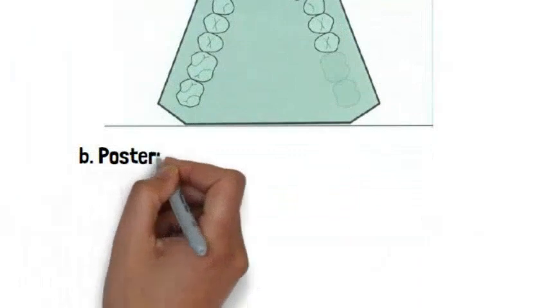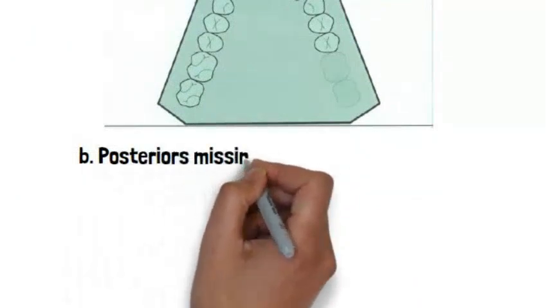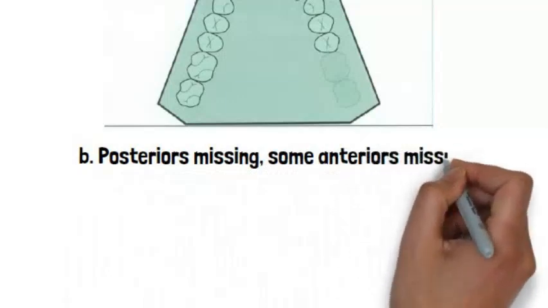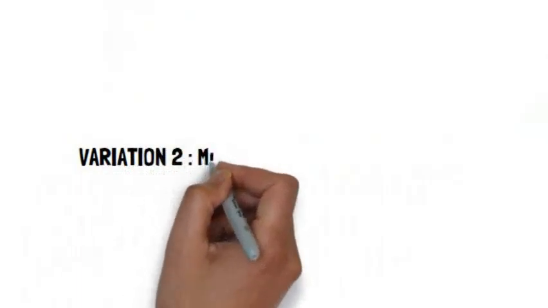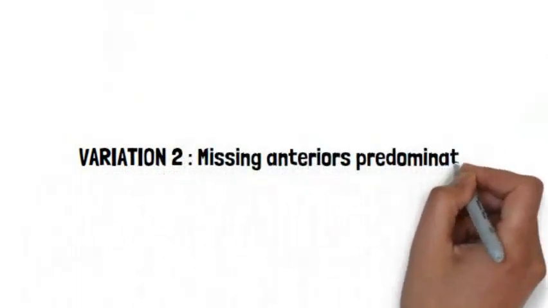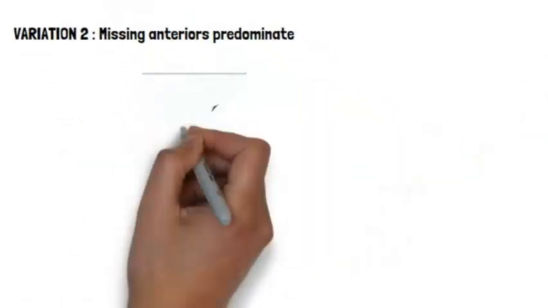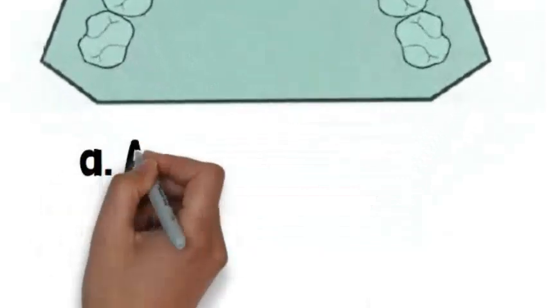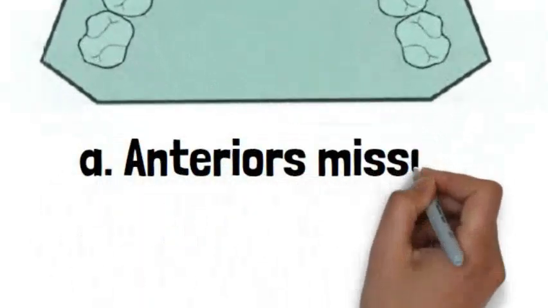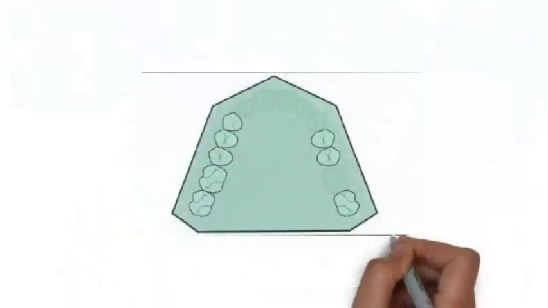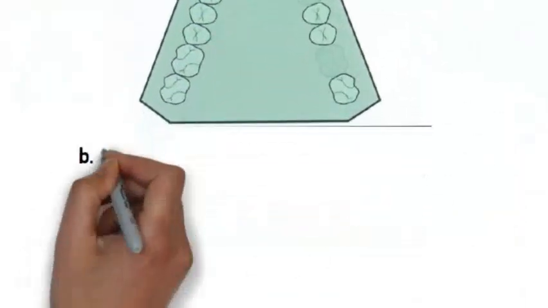Type B posteriors missing, some anteriors are also missing. Variation 2, missing anteriors predominate. Type A, anteriors missing. Type B, anterior missing and some posteriors are also missing.